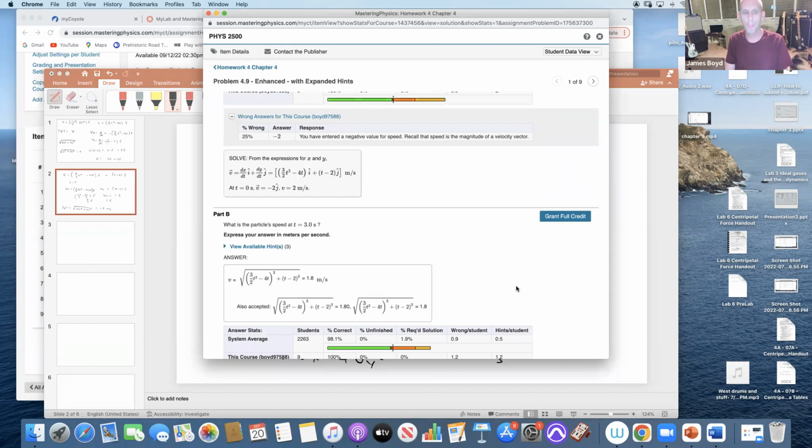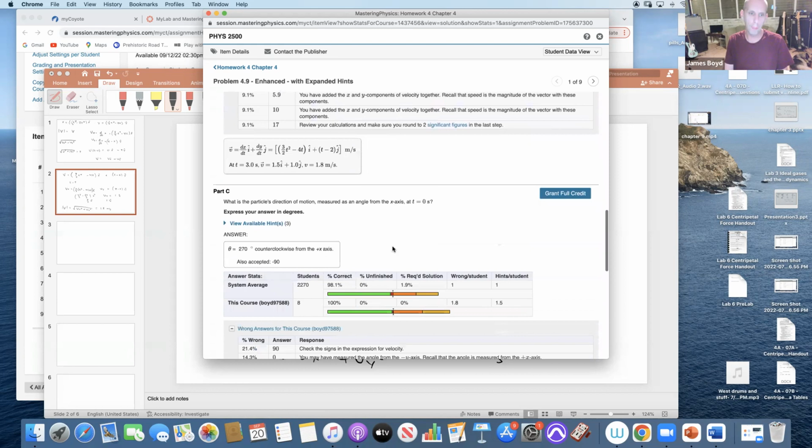Remember that technically, since they gave us 3.0 as 2 sig figs, even though these are not 2 sig figs, the only thing that we care about is that t was 2 sig figs, so our answer should really have 2 sig figs. So I went with 1.8. My calculator gave me 1.8027756, and so on. But really, I only want 2 sig figs.